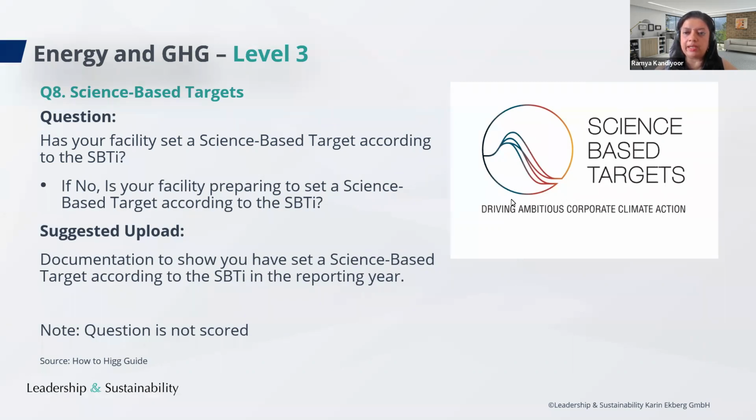A formal commitment letter is required. Here you will also have to pay the applicable fees. So once you have done that, your company name will actually be seen on the SBTi site, and you can set your company's GHG targets and have them validated and approved by SBTi. Then you would be able to say yes to this question.